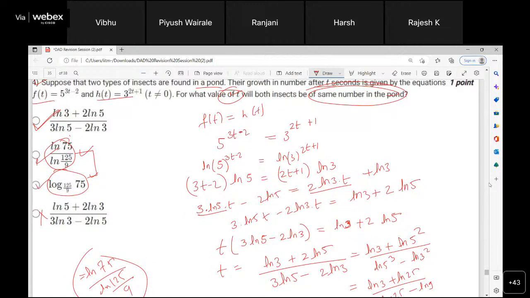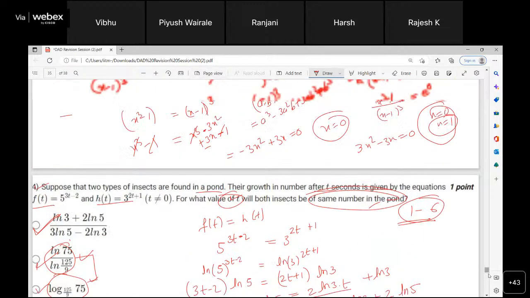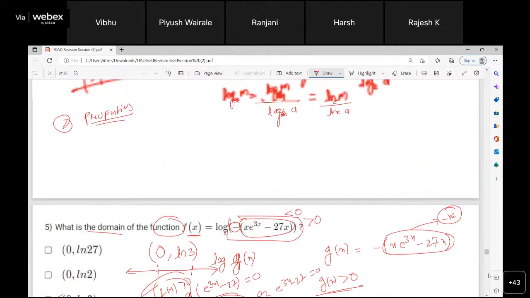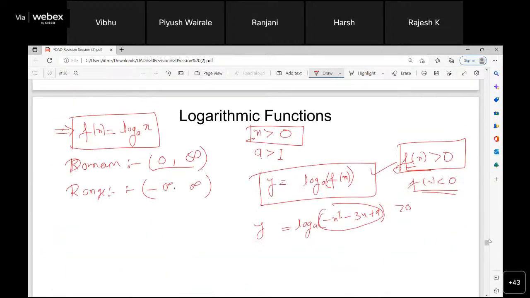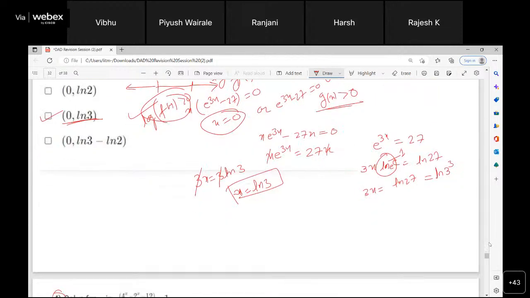So that's it. We have discussed the first 6 topics given in your syllabus. This part we'll discuss in the next session. Any doubt in this topic? Focus on the logarithmic function and their properties. You have to do more calculation, so practice it.